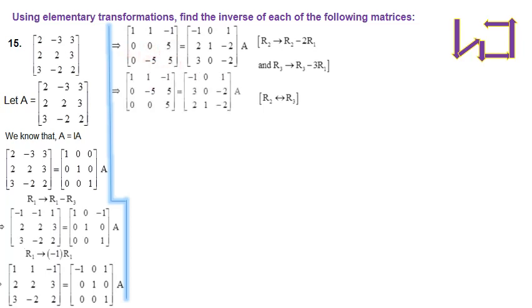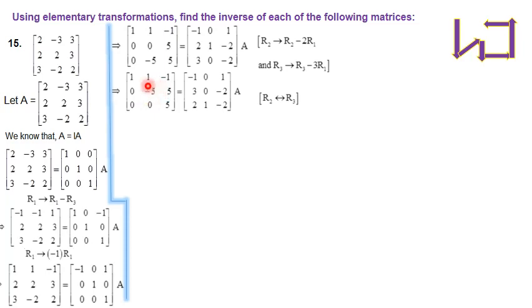After interchanging R2 and R3, R1 remains the same: 1, 1, minus 1. This R3 will come into R2 position, that is 0, minus 5, 5 will come here, and 0, 0, 5 will come as R3. Equal to, here also the same operation, R2, R3 changing. Minus 1, 0, 1 same. And 3, 0, minus 2, R3 will come here as R2. And this R2, 2, 1, minus 2 will come here as R3, on the right side of A.